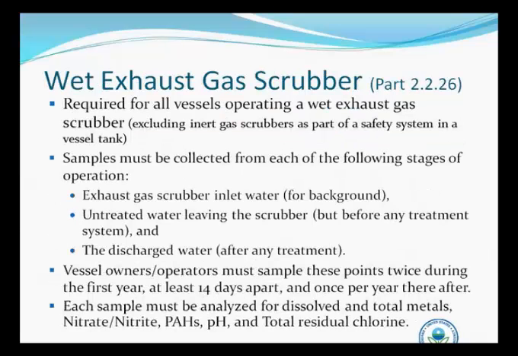Okay. The next section is wet exhaust gas scrubber effluent. So this is section 2.2.26 of the VGP. And this monitoring is required for all vessels that are operating using an exhaust gas scrubber system that has a wash water effluent. So just a point to note, this excludes inert gas scrubbers as part of the safety system. This is just for exhaust gas scrubber systems.